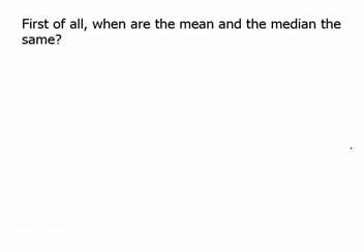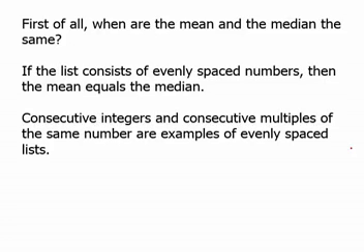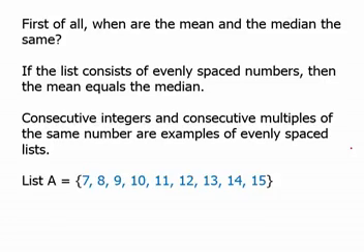And this is important. First of all, when are the mean and the median the same? Well, if the list consists of evenly spaced numbers, then the mean equals the median. Consecutive integers and consecutive multiples of the same number are examples of evenly spaced lists. So for example, we take this list, the mean and the median of both lists is 11.